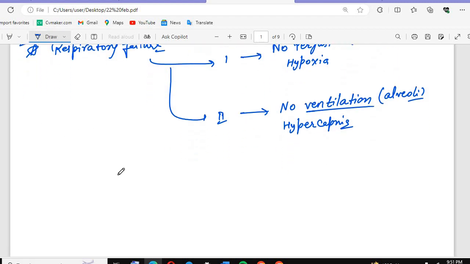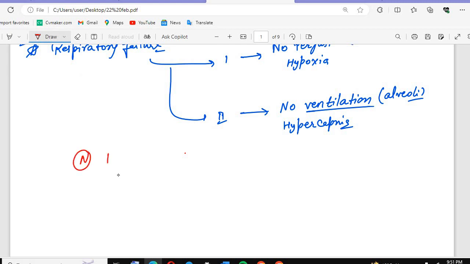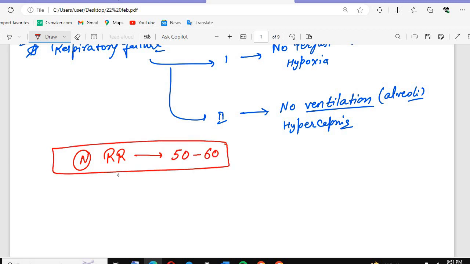What is the normal respiratory rate? The normal respiratory rate, remember, will be 50 to 60. You need to remember this. This is the normal respiratory rate of a baby, that is 50 to 60 respirations per minute.